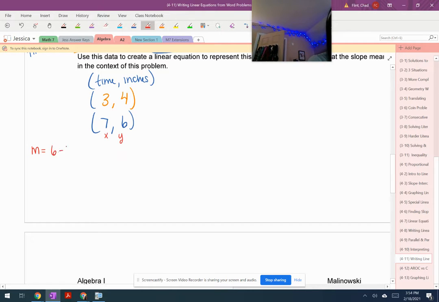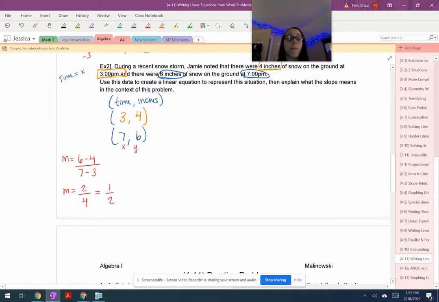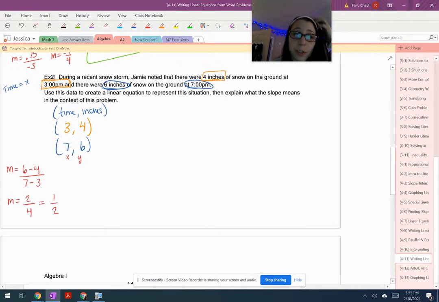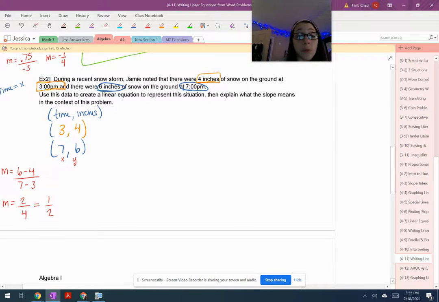So 6 minus 4 divided by 7 minus 3 is equal to 6 minus 4 is 2, 7 minus 3 is 4, right? 4, 5, 6, 7, yes. Which can be simplified to 1/2. All right, so we have our slope. Now we need to do some solving and plugging back in work to find our y-intercept. Because this time we don't know what time or how many inches of snow there was at the starting point or the starting value.